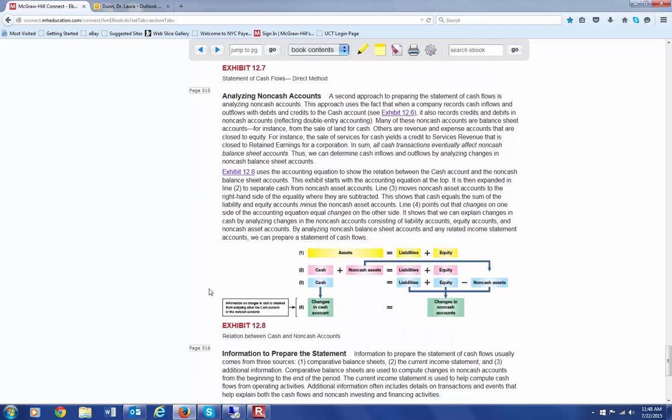And if you look at this illustration here, this exhibit, it uses the accounting equation to show the relationship between the cash account and the non-cash balance sheet accounts. If you look at the top, the basic accounting equation is assets equal liabilities plus equity. Assets, if you take cash out of that, then you have cash plus all other non-cash assets equals liabilities plus equity.